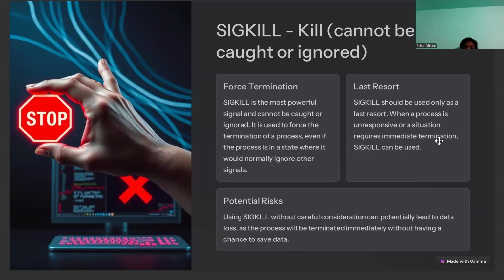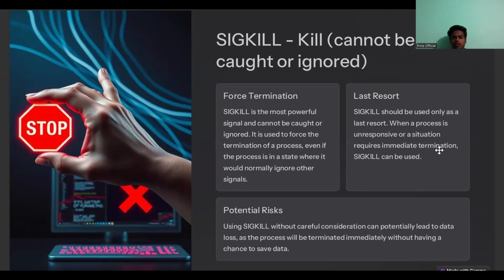SIGKILL cannot be caught or ignored. Force termination. SIGKILL is the most powerful signal and cannot be caught or ignored. It is used to force the termination of a process, even if the process is in a state where it would normally ignore other signals.